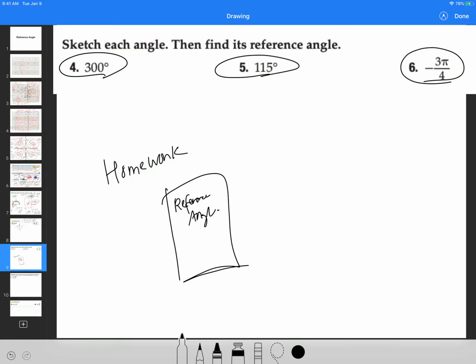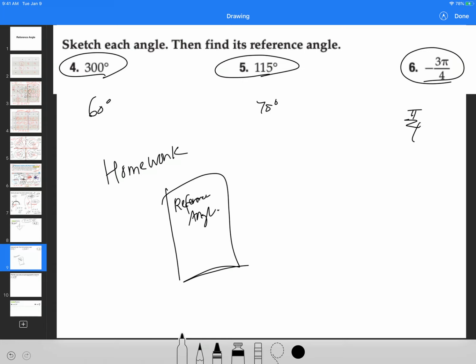Now the question we're going to be dealing with here is to sketch each angle, then find the reference angle. This is also what we've done so far, so I'll write down the angles for you there. 300 degrees should give you 60 degrees for the reference angle. 115 should be 75. Negative 3 pi over 4 should just be pi over 4 for your reference angle.